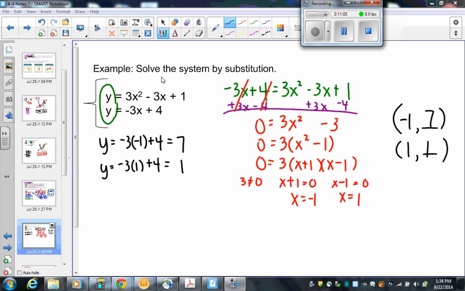Okay, so let's check your work. Remember, we set our two equations equal to each other. We get all the variables on the same side and constants on the same side of the equal sign. When we do that, that should end up giving us 0 equals 3x squared minus 3.